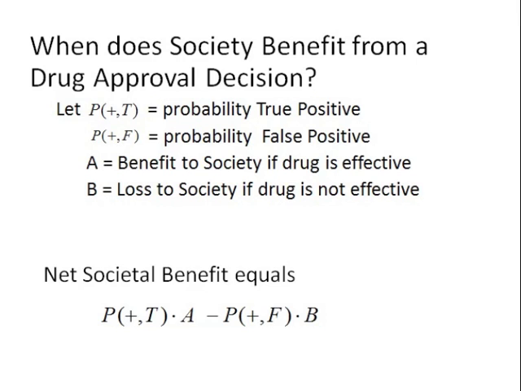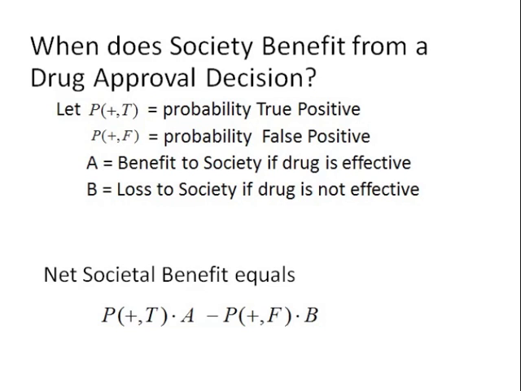Okay, so in order to take a formal look at when society benefits from a drug approval decision, let's set some notation. Let's let the probability of a true positive be denoted by P of plus and T. Here plus represents a positive trial and T represents the drug works in truth. Let the probability of a false positive be denoted by P of plus and F. Let's let A represent the benefit to society if the drug is approved and is effective. Let's let B represent the loss to society if the drug is approved and it's not effective.